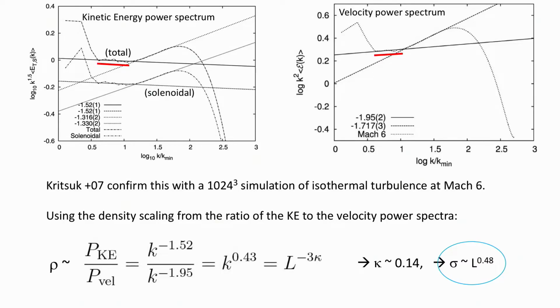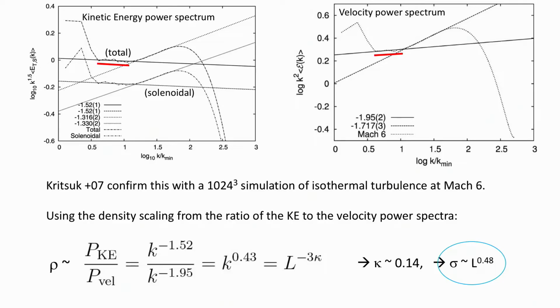This is the velocity power spectrum. And so the density scales as the ratio of the kinetic energy power spectrum to the velocity power spectrum. Both have the square of the velocity, and what's left is the density. We know how these scale with wave number. You end up with this. K is the inverse of wavelength. So that's defined to be that -3 kappa from the previous page. Kappa is 0.14. We get the same relation. So a turbulence simulation confirms that simple calculation I just did, that the line width should go about as the square root of size for compressible turbulence.